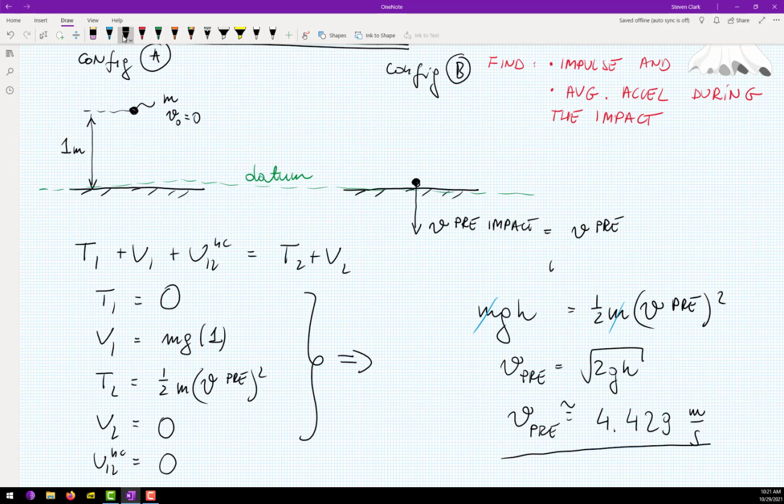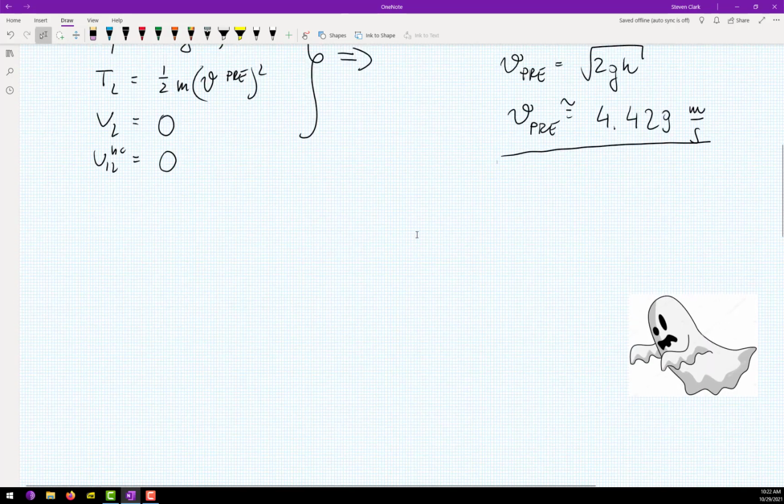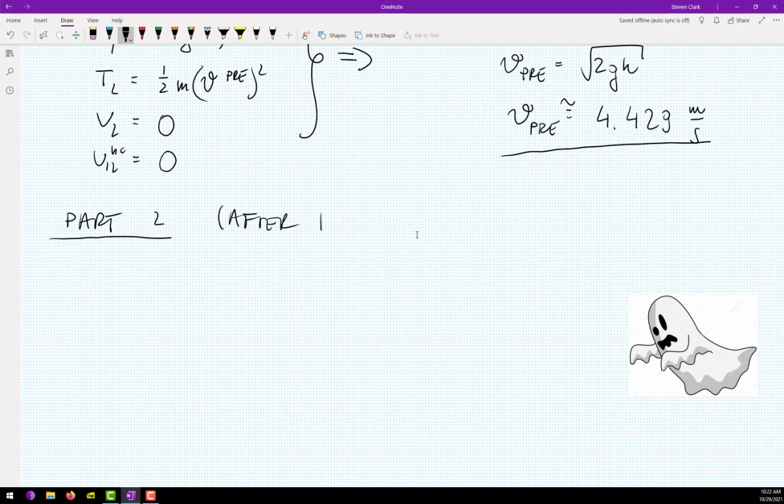Okay, so we found the situation pre-impact. Now I would like to focus on what's happening after the impact, and we will leave the impact for dessert. So now let's see what will happen after the bounce. So let's do part 2, after the impact. We will have such a situation.